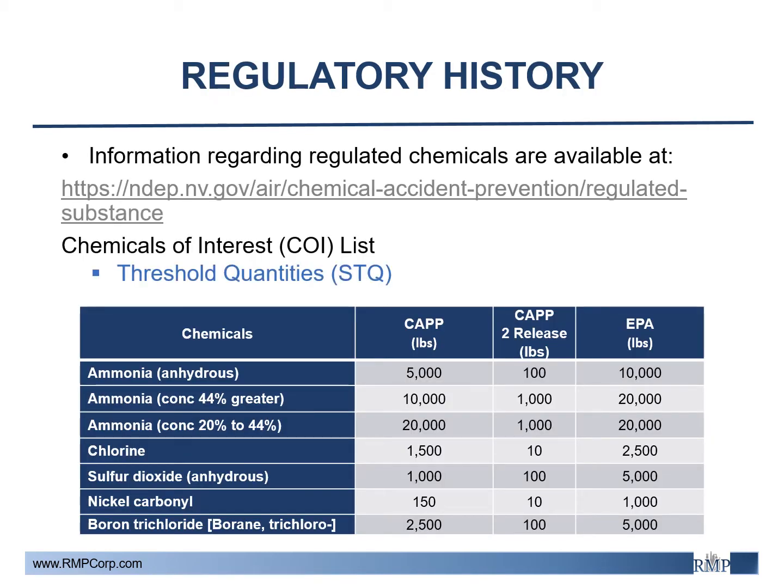The NDEP website provides information regarding regulated chemicals and threshold quantities that determine applicability of the Nevada CAPP program. Below is a list of chemicals of interest that facilities are commonly regulated for. CAPP considers two types of threshold quantities, one for the total inventory contained on site, the other, which is referred to as CAPP2 release, is for the quantity of two or more releases of regulated chemicals that have occurred at the facility during a 12-month period. Your facility may be applicable to CAPP due to meeting the CAPP2 release thresholds, even though it does not meet the other CAPP threshold.